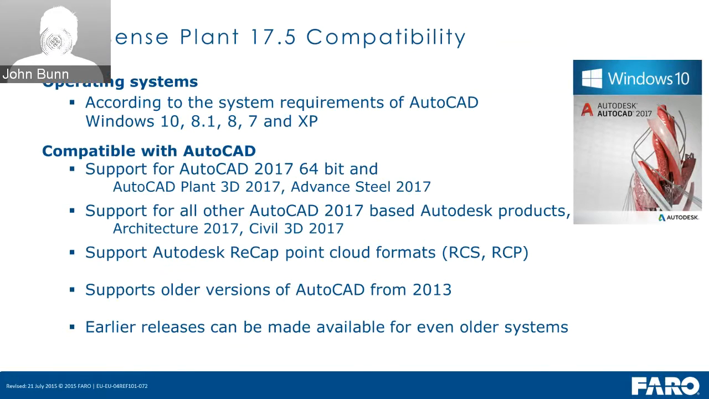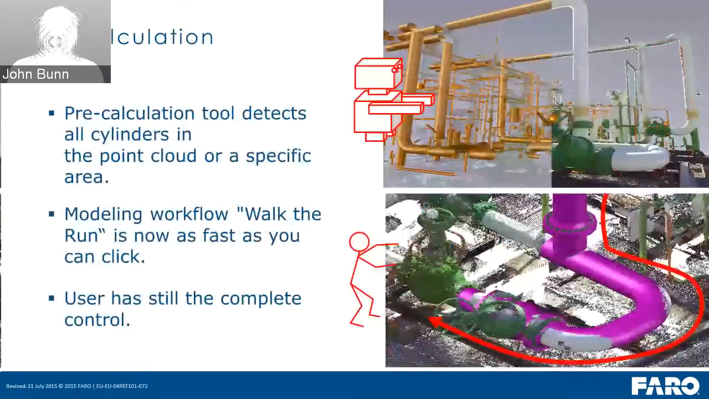So getting into some of the new features here, this is, in my opinion, one of the most noticeable improvements in the software. This is pre-calculation of cylinders. We're doing this slightly differently. We're actually calculating all these cylinders, putting them on their own layer, and they're hanging out there in the background. We're using that in our walk the run to enhance the accuracy and the speed dramatically. It also gives the product the ability to see fittings much further than we could before.